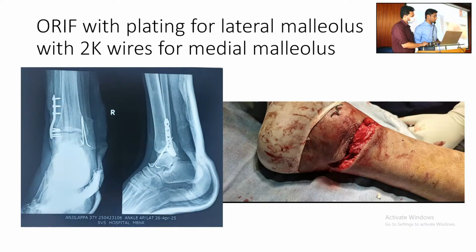Okay, if there is skin loss, sir, and you are not able to approximate, what will you do? Bone is exposed. Yes, sir. We'll leave it for a secondary suturing. Devoid of periosteum. There is no skin cover.